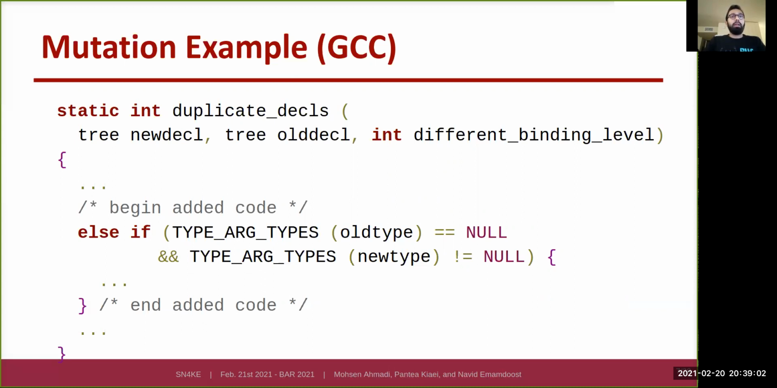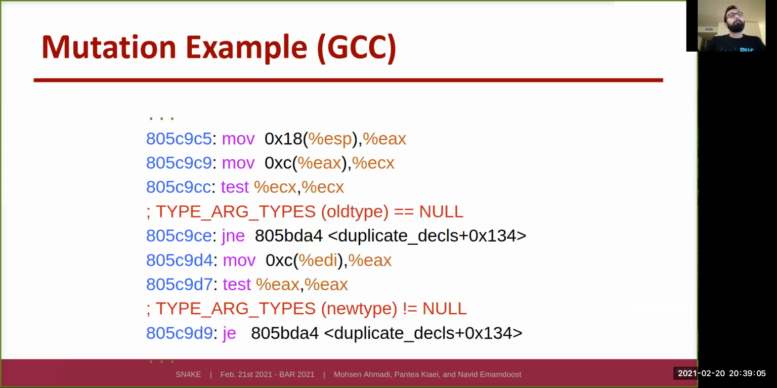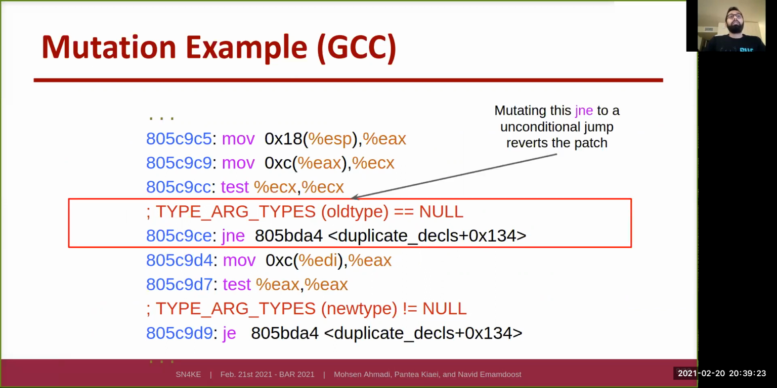When we go to the assembly level, we can see that the JNE on line 85C9CE for type R types checks for this constraint. And the patch that is introduced here, if we mutate the JNE to an unconditional jump, basically it reverts the patch and we take the fall through. And if the test suite does not include a test case that can identify such a mutant, then the test suite is not sufficient at capturing this kind of fault. Fortunately, GCC's test suite includes a test that can catch this mutation.